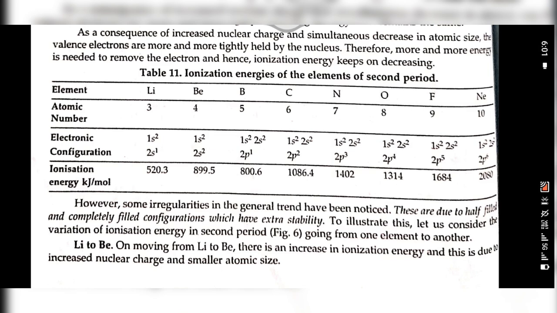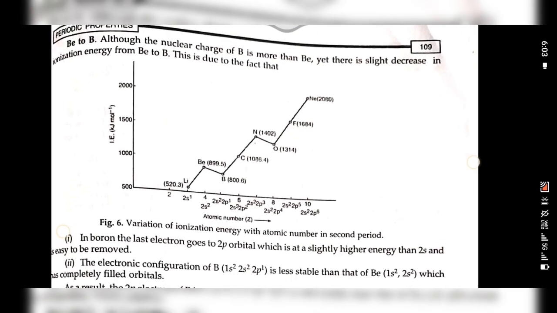However, some irregularities in the general trend have been noticed. These are due to the half-filled and completely filled electronic configurations, which have extra stability. To illustrate this, let us consider the variation of ionization energy in the second period going from one element to another. Lithium to beryllium. On moving from lithium to beryllium, there is an increase in the ionization energy, and this is due to the increased nuclear charge and smaller atomic size.